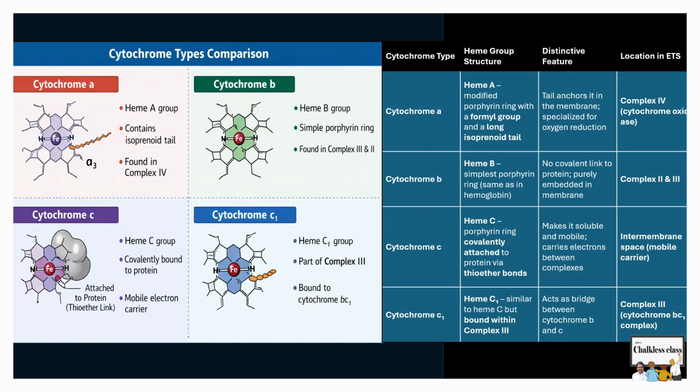This structure makes it soluble and mobile, allowing it to carry electrons between complexes in the intermembrane space. Cytochrome c1 contains heme c1, similar to heme c but bound within complex 3, where it acts as a bridge between cytochrome b and cytochrome c in the cytochrome bc1 complex, complex 3.